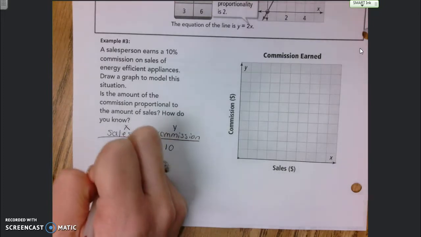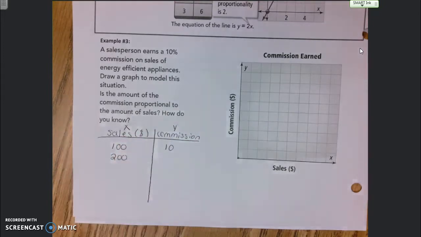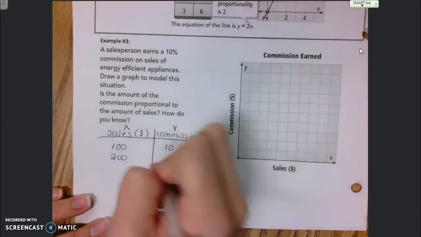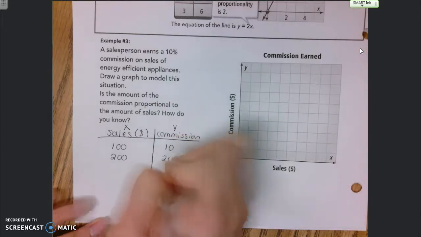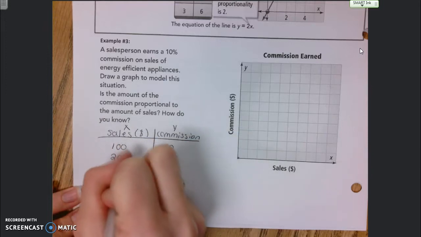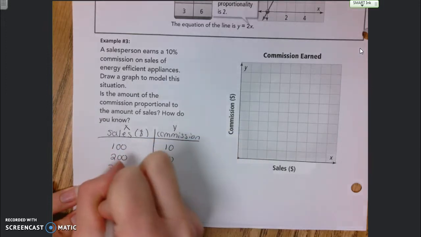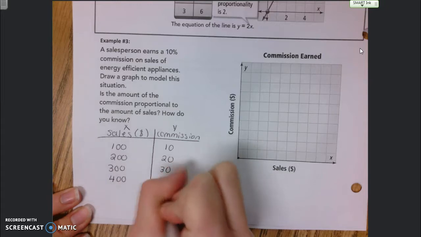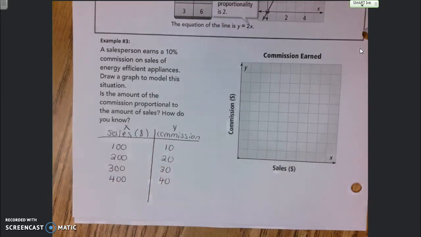Then I'll say, okay, if I sell $200, because it's easy if I have a pattern set up here. If I sell $200, I'll get 10% of that. So that will be 20. If I sell $300, and so forth. If I sell $400, I'll get 40. So I'm just giving myself some numbers here.